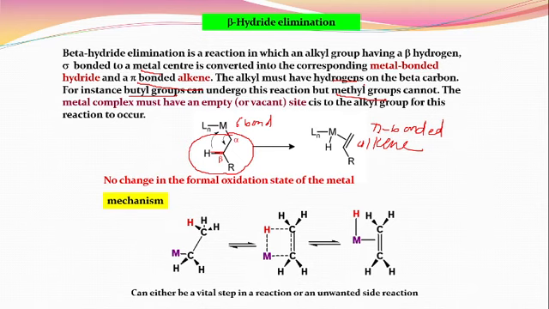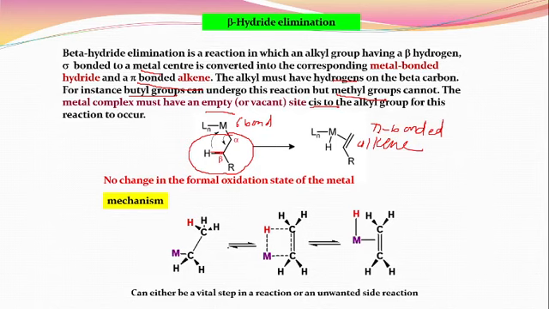The second condition is that the metal complex must have an empty or vacant position for the addition of the hydrogen, and this vacant position must be cis to the alkyl group. Then only this reaction will occur. In this case also there is no net change in the oxidation state of the metal. Let me see the mechanism of that.